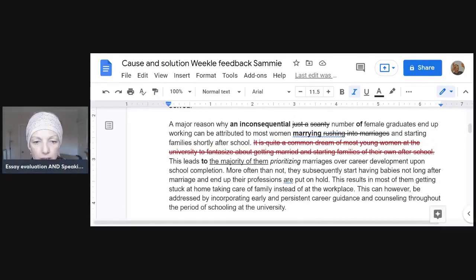And now I've made a mistake, actually. That follows on beautifully, Joy. That does follow on beautifully from It's a Common Dream. Okay, but still too many words. It is quite a common dream of most young women at university. Okay, in that case, we need to delete the. We say just university or school. It's quite a common dream of most young women at university to fantasize about getting married and starting families of their own after school. Okay, in that case, we need to make the topic sentence shorter.